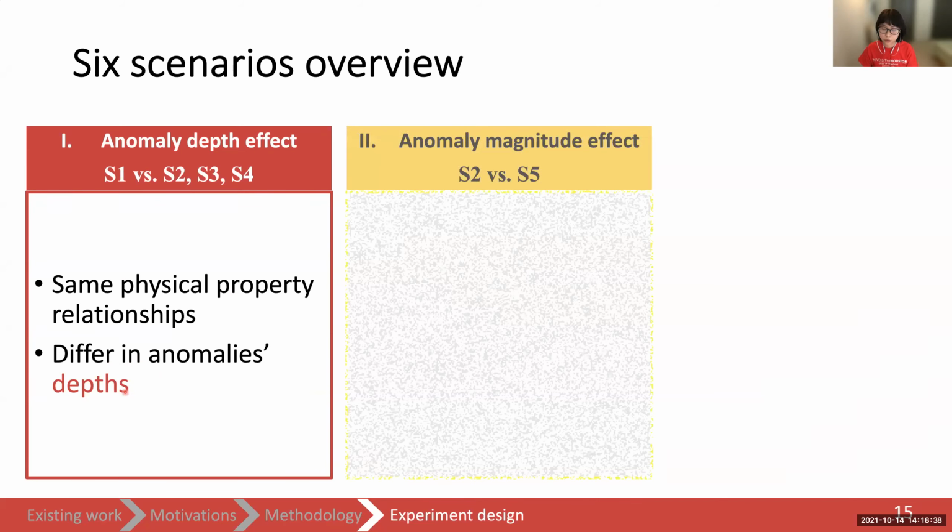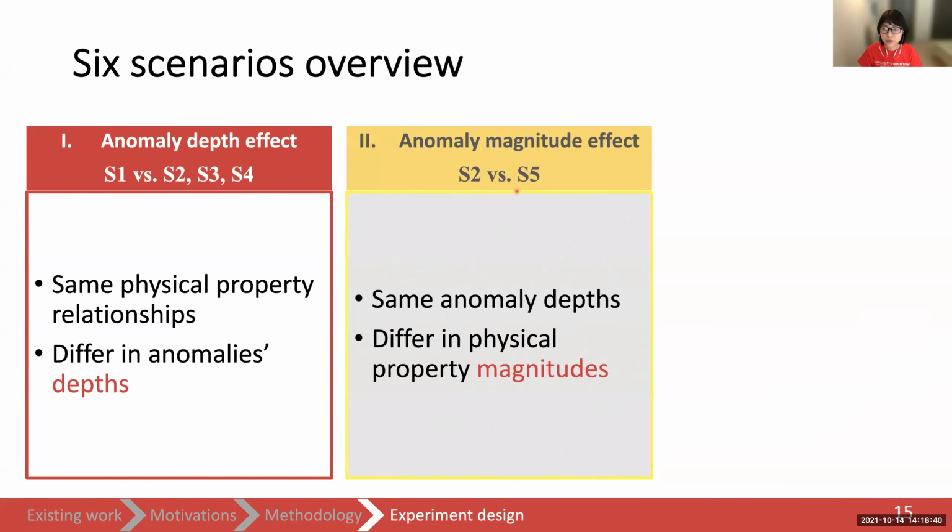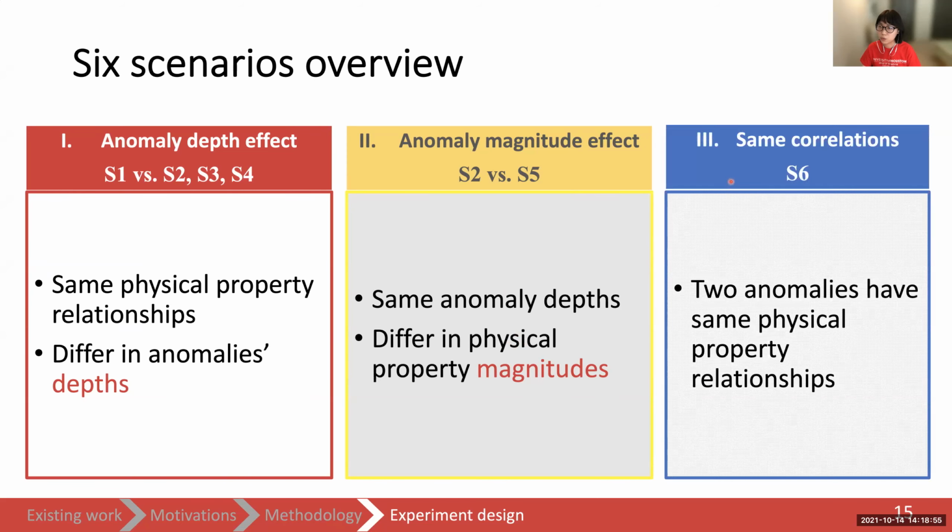In the second group, we can compare scenario 2 and scenario 5, where the anomalies in both scenarios are placed at the same spatial locations, and the only changing condition is the physical property magnitudes of the anomalies. And in the third group, we have a special scenario 6, which contains 2 anomalies at different spatial locations, but they share the same physical property relationships.